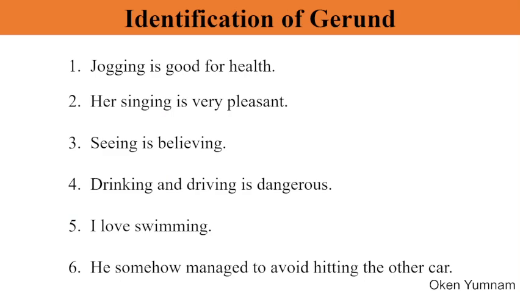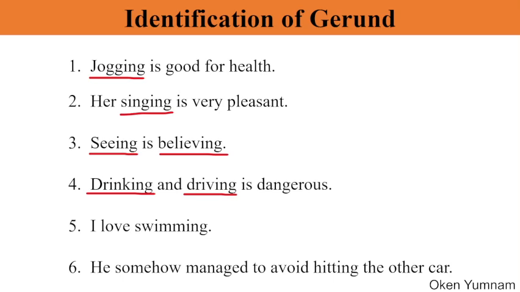So let's identify gerunds here. Number one, jogging is good for health. Yes, jogging is a noun here, gerund. Number two, singing is very pleasant. Number three, seeing is believing. Yes, seeing, believing, both are gerunds. Seeing is subject, believing is complement. Number four, drinking, driving. These are acting as nouns, ing forms of verbs. So these are gerunds.